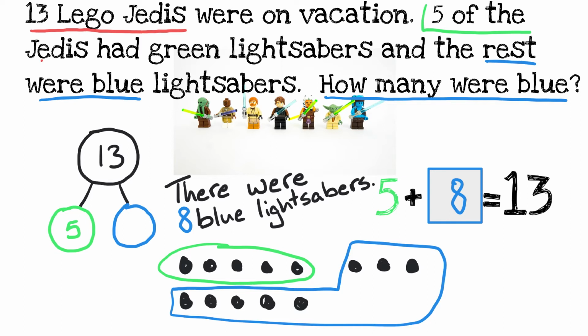L-I-G-H-T-S-A-B-E-R-S. All right. Oh, and I forgot to write in the rest of my number bond right there. So now we have our complete number bond. 13 is our total. 5 and 8 are our two parts. And we have 5 plus 8 is 13. And we drew it out as well. We modeled it.